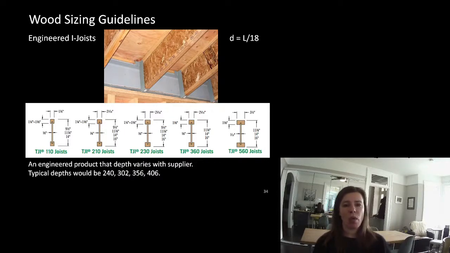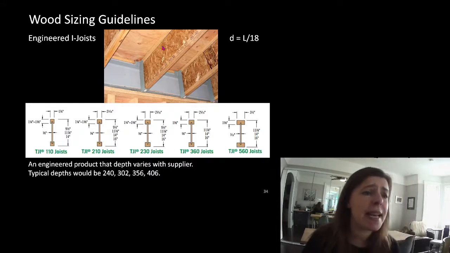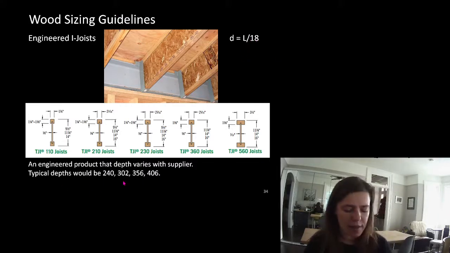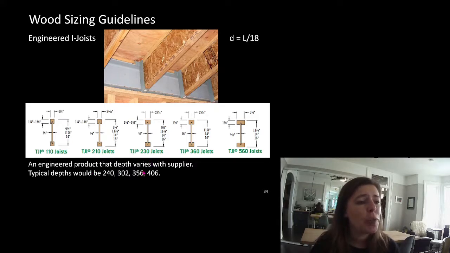You often need to order these in advance, so there's a little bit of a lag time with them, but they're pretty quick to churn out. The local engineer, or the person who's supplying them, will design them. So your base building engineer would just do a quick sizing check. Okay, the sizing guideline is D equals L divided by 18. So it looks like I did put the depth here. So for an engineered product, that depth varies with supplier. Typical depths would be 240, 302, 356, and 406. Different suppliers have different depths.